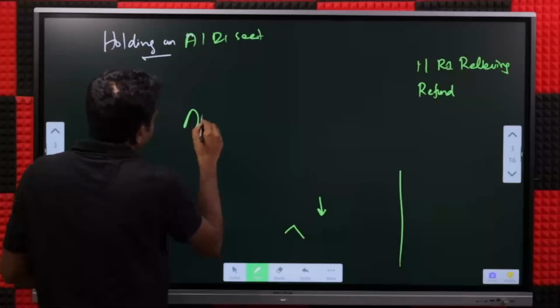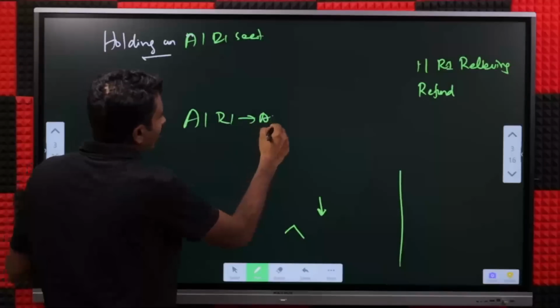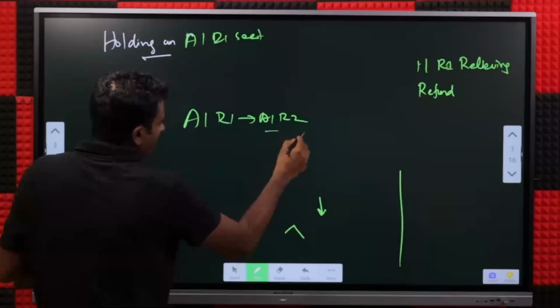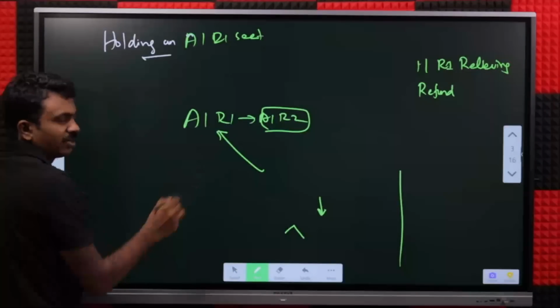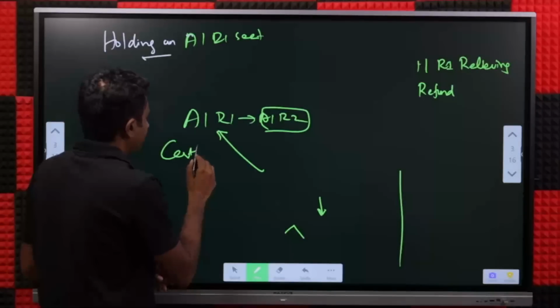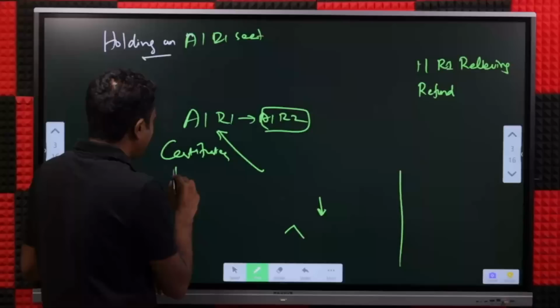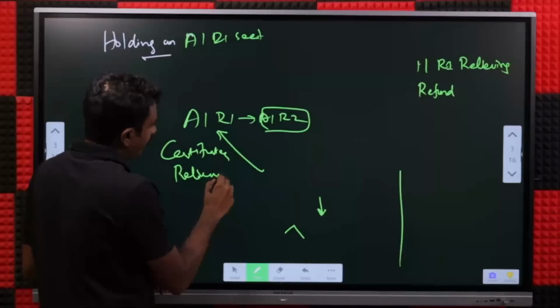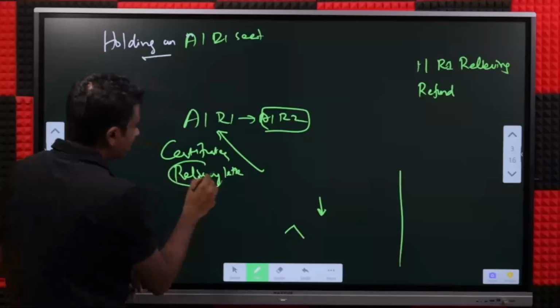So let us say you get upgraded, AAR1, you go to AAR2, you get upgraded to a better seat. You will have to go to the AAR1 institute. You will have to go because your certificates are there. There is a relieving letter that is required. Not a resignation letter. Note, it is called a relieving letter.